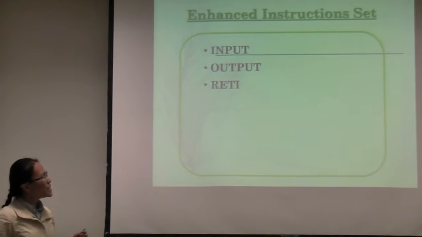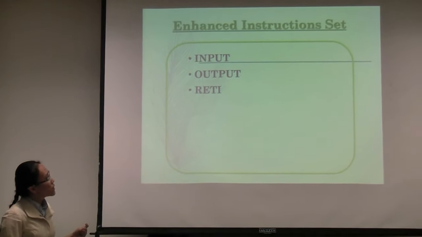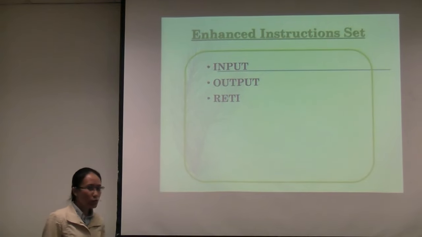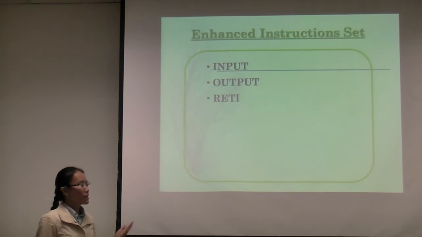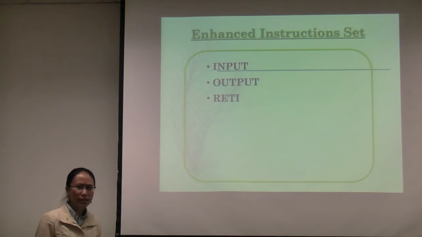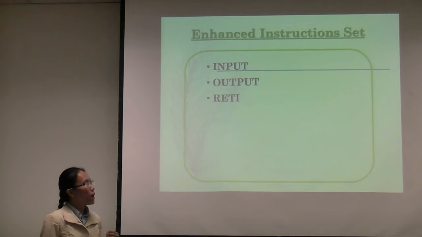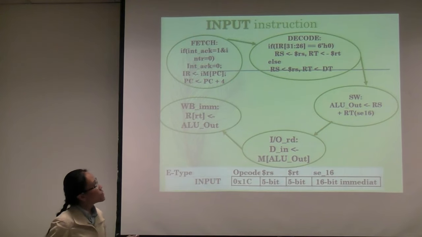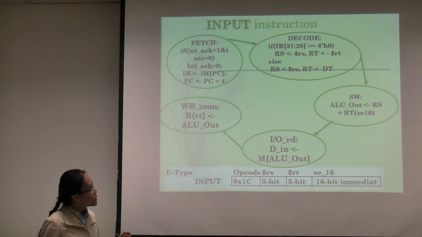For the enhancement, I have input, output, and return from interrupt. Actually, input and output are just the same as the load and store instructions. It's just that instead of retrieving the data from the memory module, for this instruction it retrieves data from the I/O module. And this is the state diagram for the input instruction. It takes 5 clock cycles to get the data from the I/O memory and write back to the register.